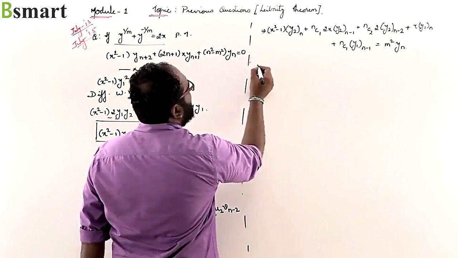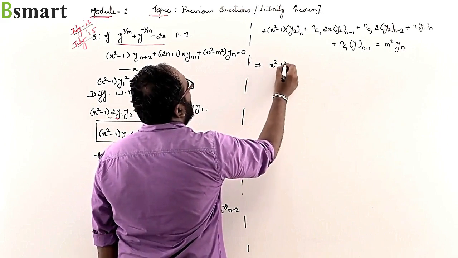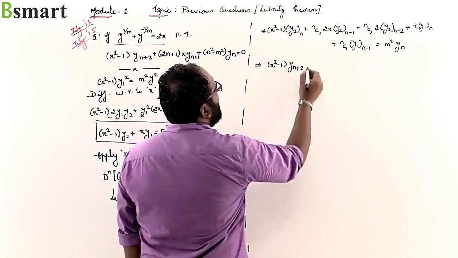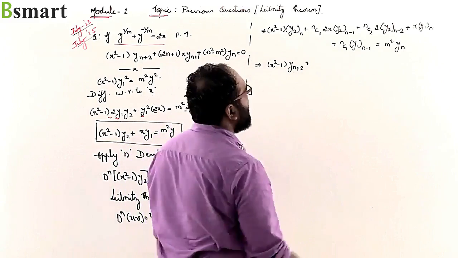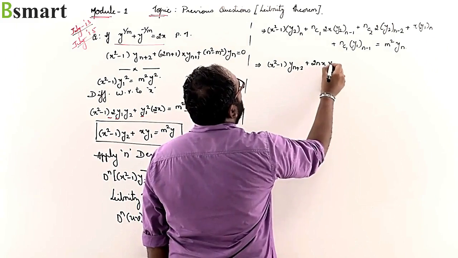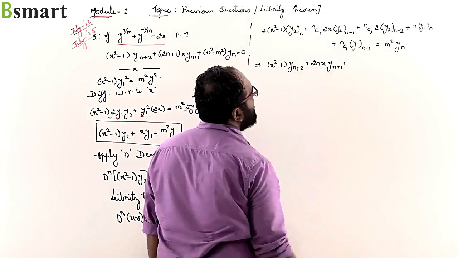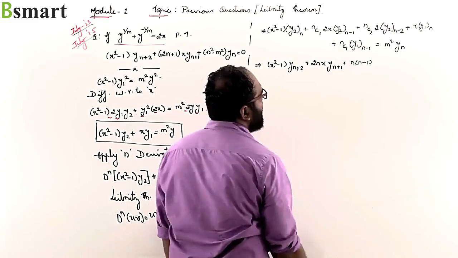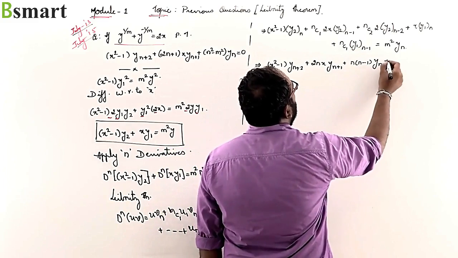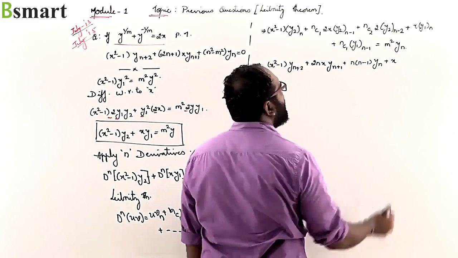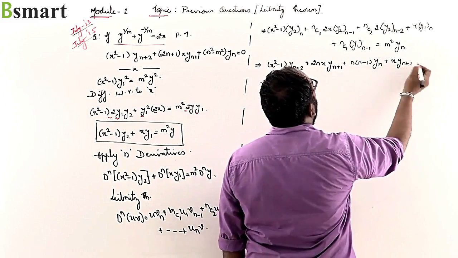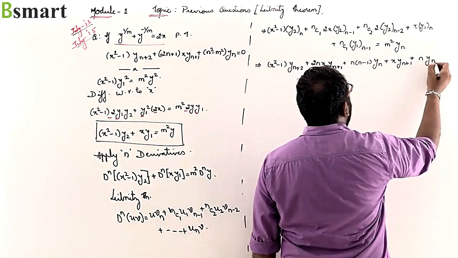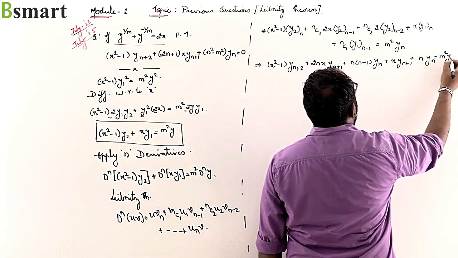Now this is x square minus 1 into y n plus 2, plus nc1, whose value is n, so that is 2nx into y n plus 1, plus nc2 can be written as n into n minus 1 by 2, so the 2 will get cancelled, into yn, plus x into again y1 of nth derivative, which is y n plus 1, plus nc1, whose value is n, into y1 of n minus 1th derivative, which is yn, is equal to m square yn.